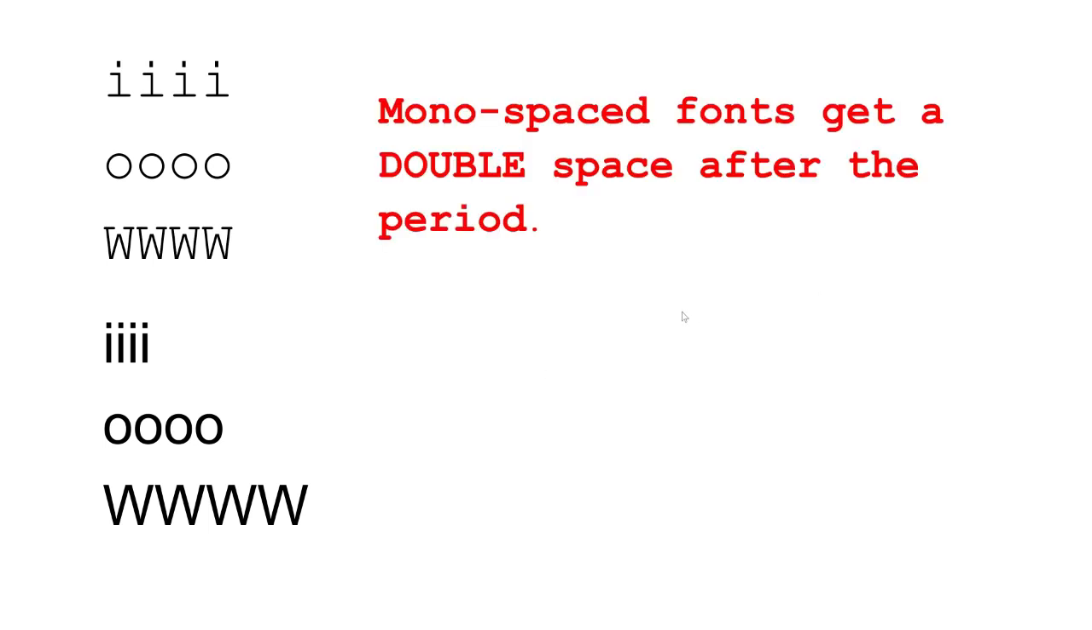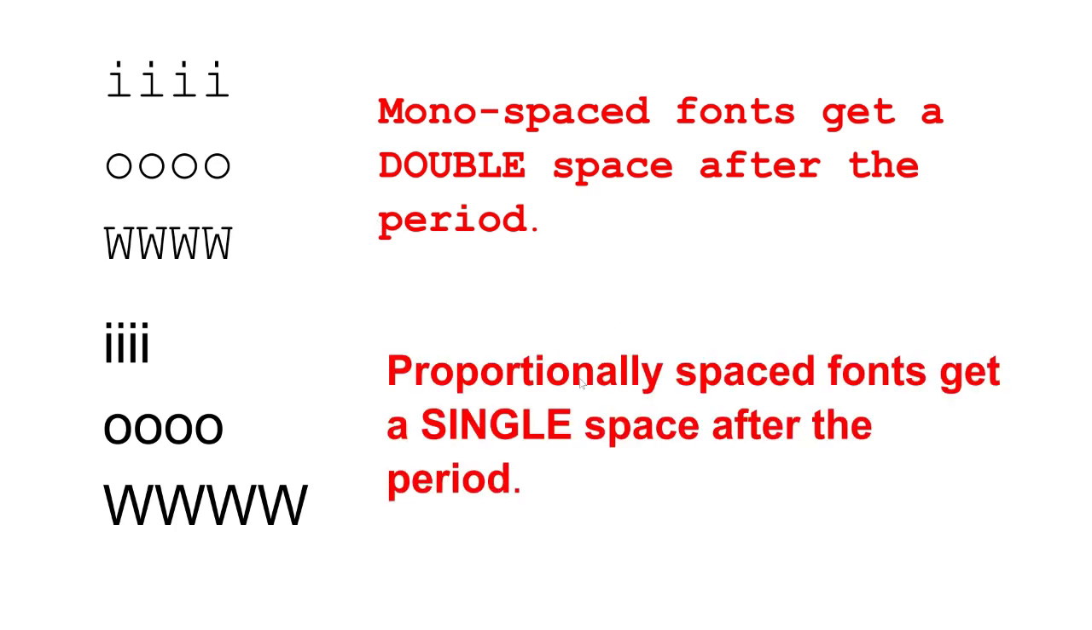And we can wrap this up by taking a look or just comparing our monospace fonts, which get a double space after the period, and our proportionally spaced fonts that get a single space after the period.